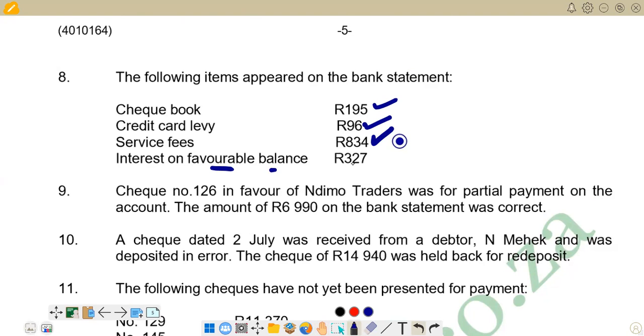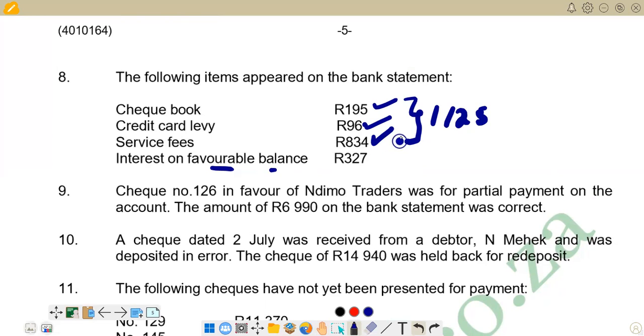We are receiving it, so it's interest received. So it's not part of the bank charges. Bank charges are here, so we can add here to get the total for bank charges. That is 195 plus 96 plus 834. And then we see what amount we have there for these bank charges. We get 1,125 as our total there. And then this one is going to be under the cash receipts journal, since we are receiving, and it's going to be interest on current account.